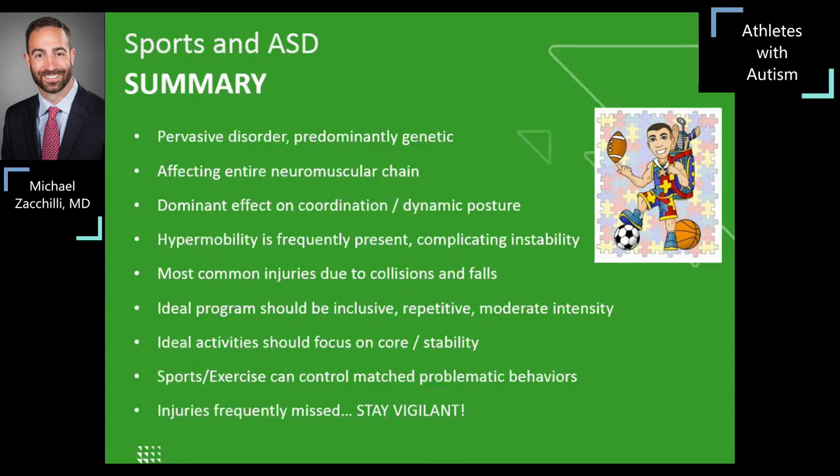Repetitive activities are helpful for these patients because they enjoy routine in most cases. And moderate intensity is more effective than high intensity. We also know that the ideal activities, again, should focus on core stabilization and proprioception. So again, things like martial arts or horseback riding. Sports and exercise can control the more problematic and disruptive behaviors in these patients, and it can improve their socialization and effectiveness in school. And so it should be encouraged.